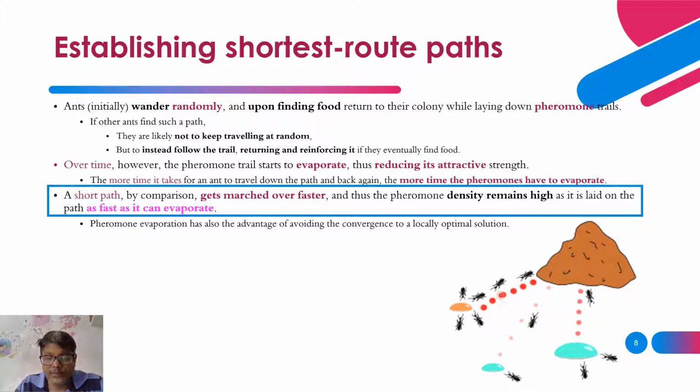Pheromone evaporation also has the advantage that it avoids convergence to a locally optimum solution. That's the advantage we have. So you can see more ants returning on one path and very few ants on the other. That's why that one has been dropped, and this has been chosen as the best path, the shortest path.